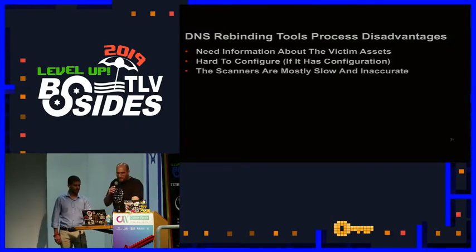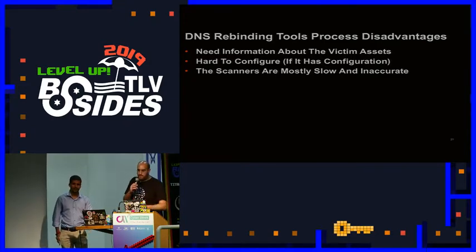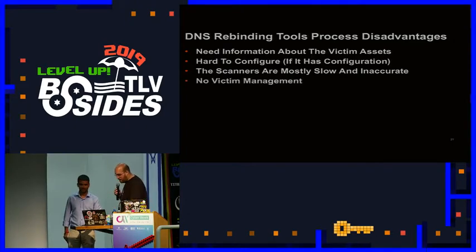Now we have the scanners. The scanners are mostly slow because they use only timeout attacks, and they're inaccurate because they use only timeout attacks, because timeout is inaccurate. And there's no victim management. We need to manage the victims. We need to know where the victims are and their assets. We need to use the victims' web applications, and you just can't.